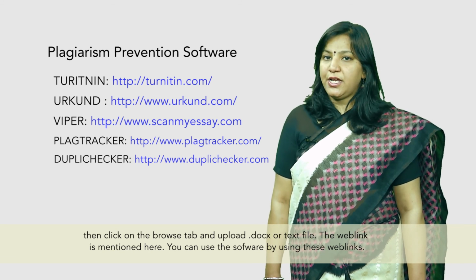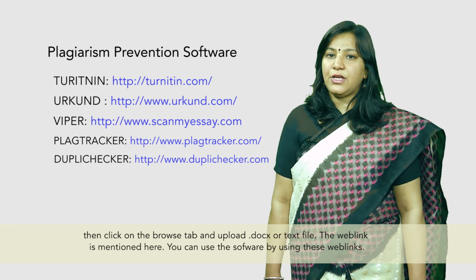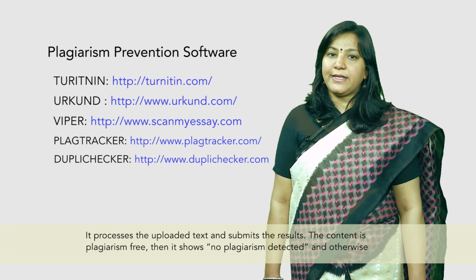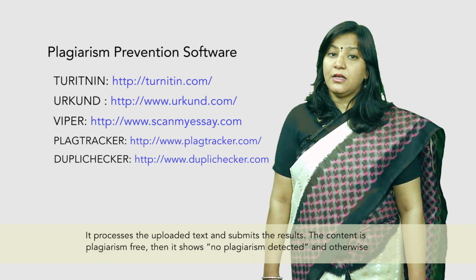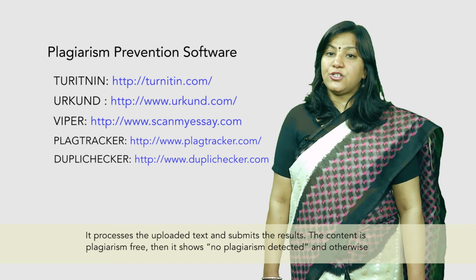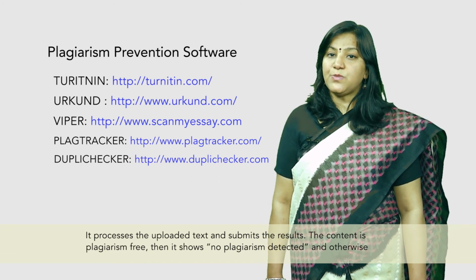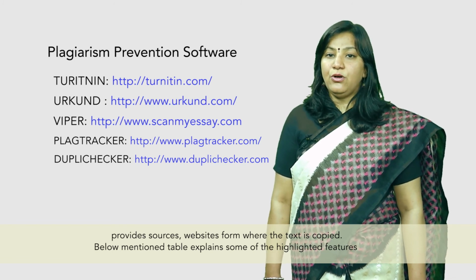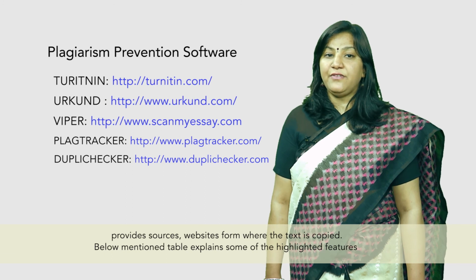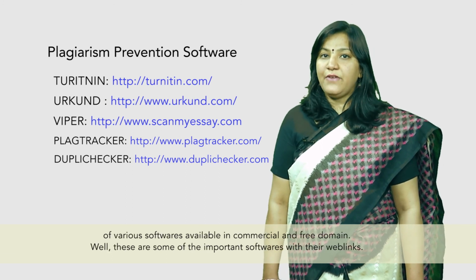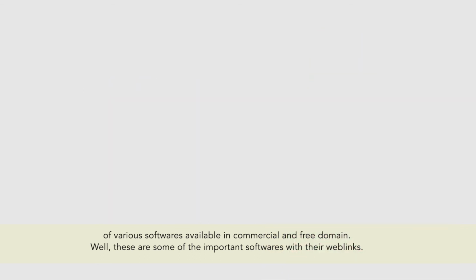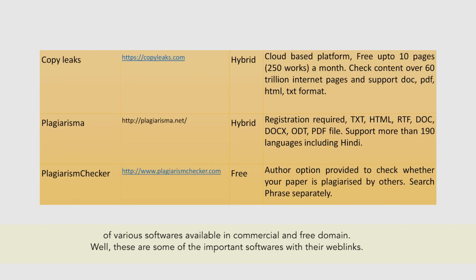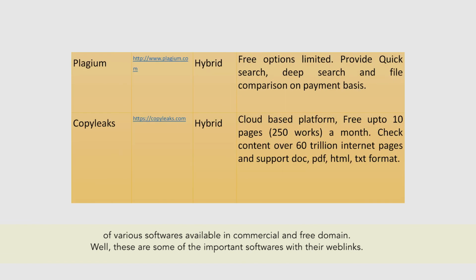The web links are mentioned here. You can use the software by using these web links. It processes the uploaded text and submits the results. If the content is free, then it shows no plagiarism detected, otherwise it provides sources, websites from where the text is copied. The below mentioned table explains some of the highlighted features of various softwares available in the commercial and free domain. These are some of the important softwares with their web links.